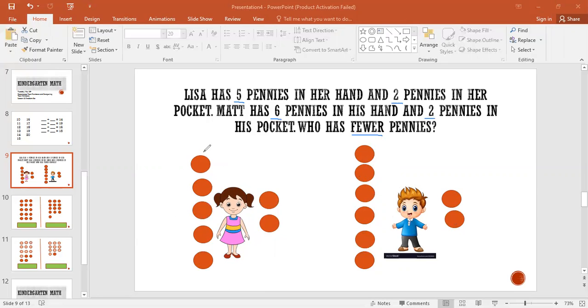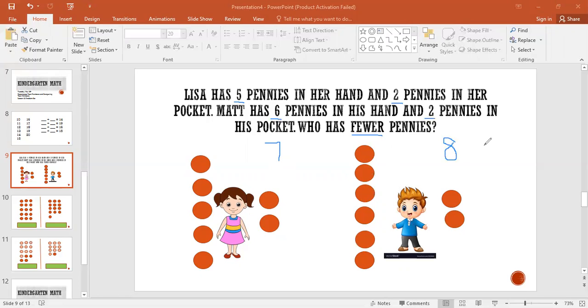So let's start with Lisa. Count with me the number of pennies she has all together. 1, 2, 3, 4, 5, 6, 7. Lisa has 7 pennies all together. Let's go ahead and count how many Matt has all together. 1, 2, 3, 4, 5, 6, 7, 8. Matt has 8 pennies altogether.